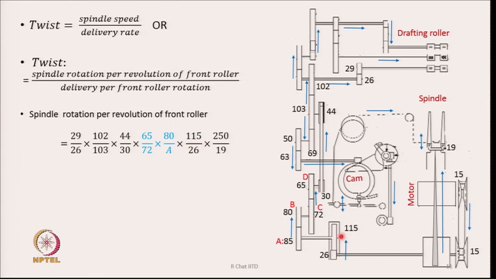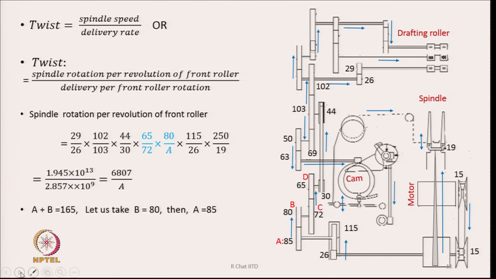And then we get 115 by 26, and here 19 mm is the diameter of the valve, and the diameter of the jockey pulley is around maybe 250 mm. So, this will give me the actual rotations of the spindle for one revolution of the front roller, and the value we get here is 6807 by A, where A indicates the number of teeth of the change gear, which is the twist change gear in this particular case.